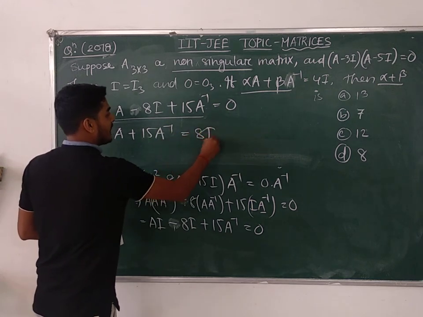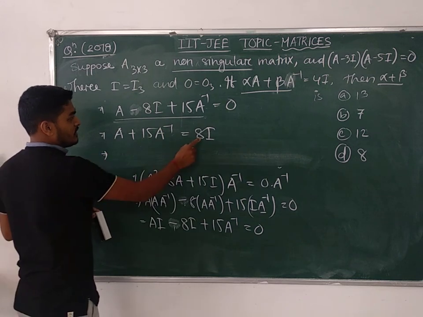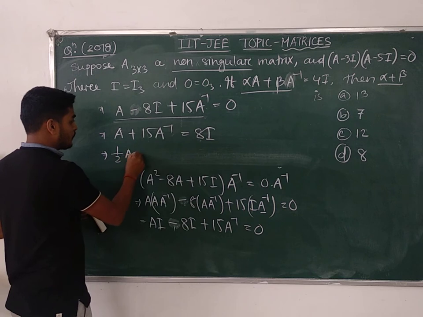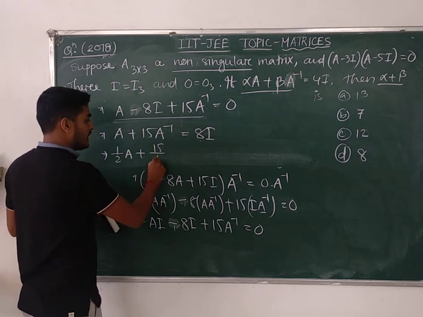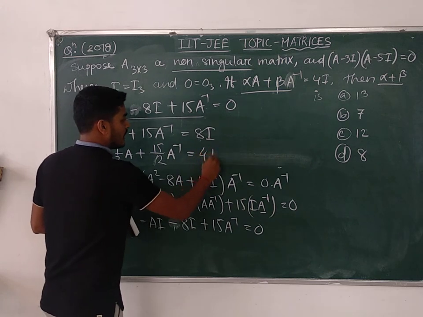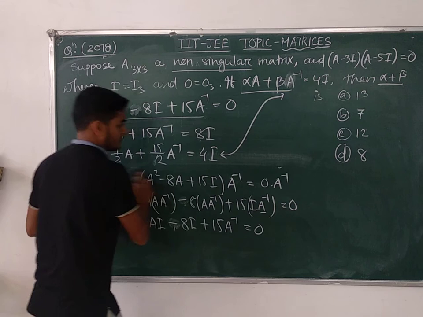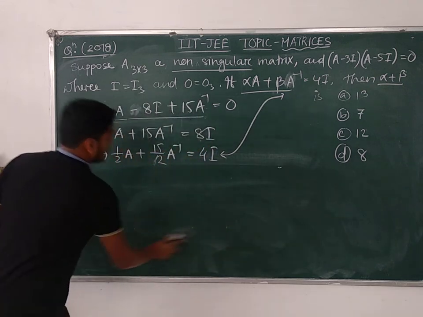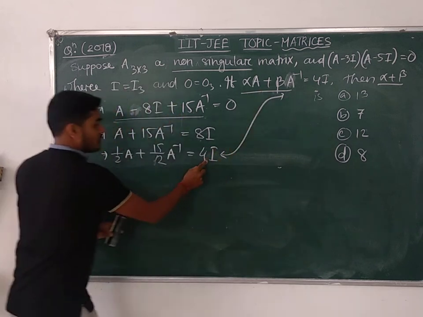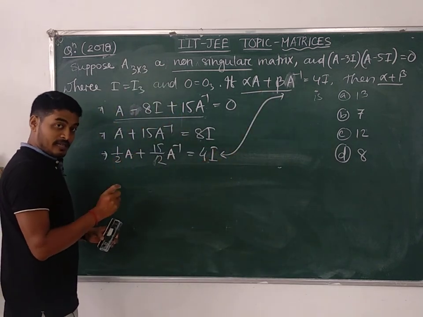Am I correct? This is just like this one, but to have the equality, it should be 4I. So dividing each term by 2, we get A by 2 plus 15 by 2 into A inverse is equal to 4I. Observe carefully. We can easily compare these two expressions. These two expressions are the same. 4I is equal to this one, and here you have got 4I is equal to this one. 4I is the same matrix.